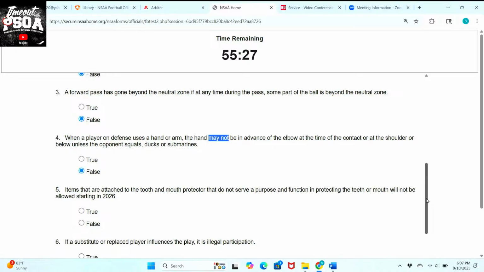Explain that to a coach on your judgment of defensive holding. Please don't. All right, Chad.